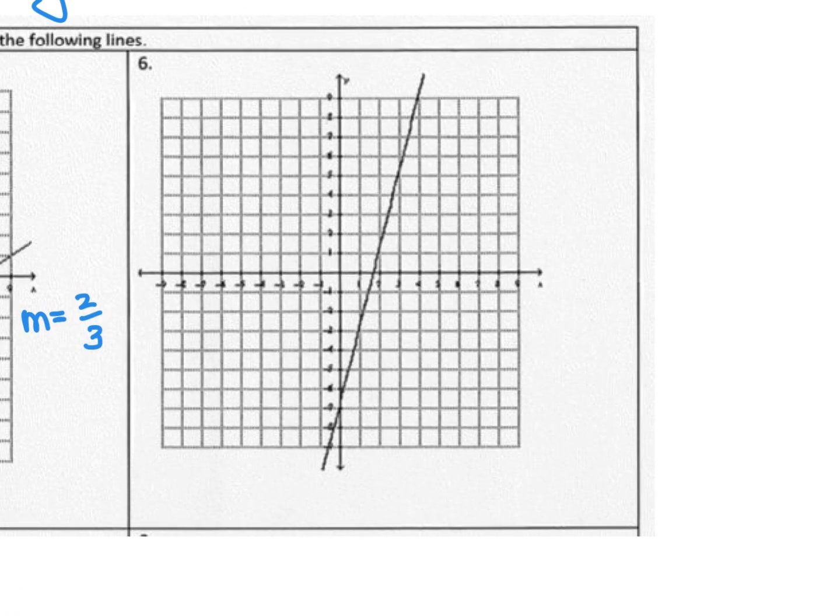All right, so let's go look at example number 6. For example number 6, go ahead and find your slope and your y-intercept, and then find your equation.